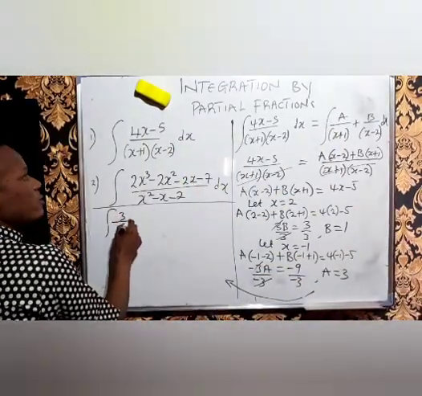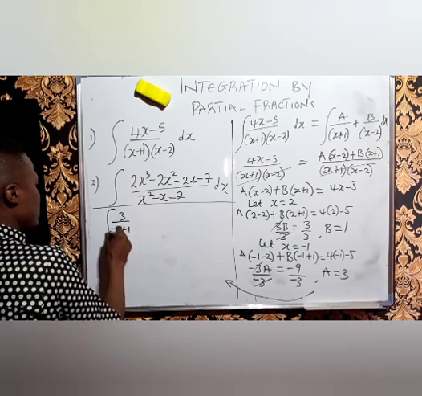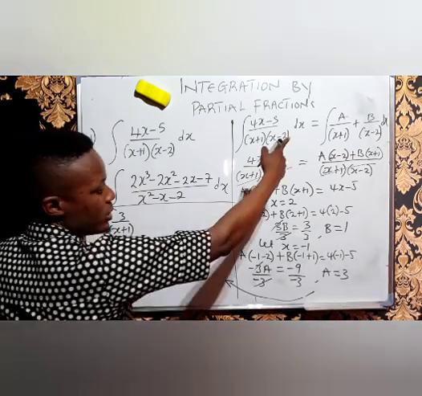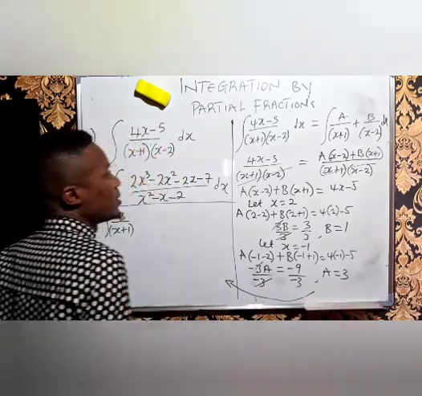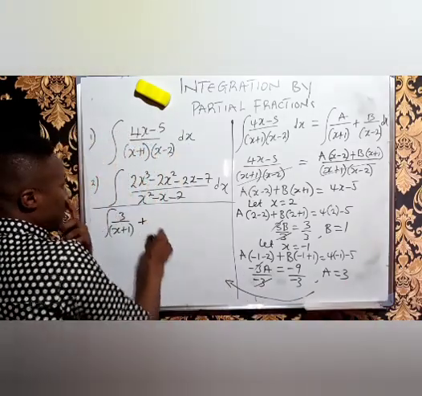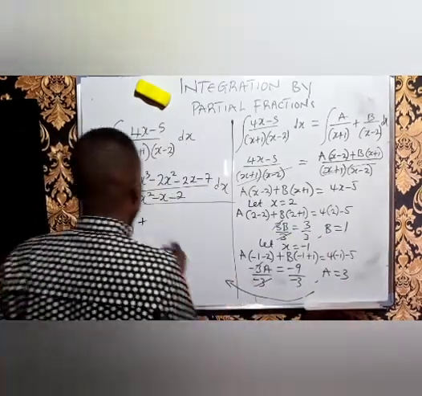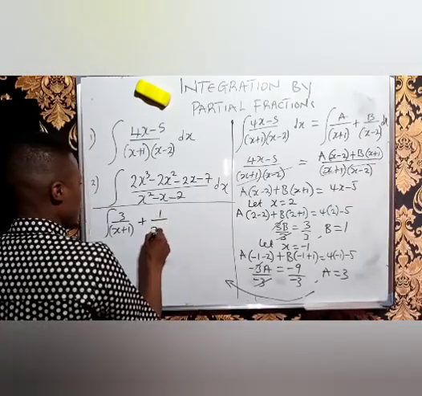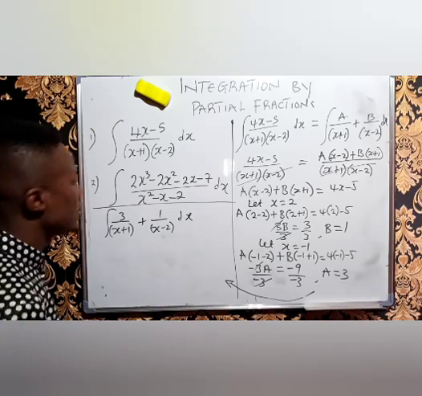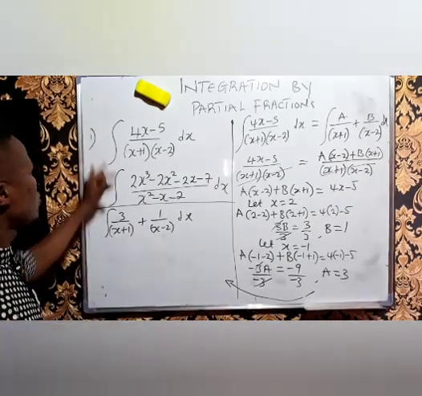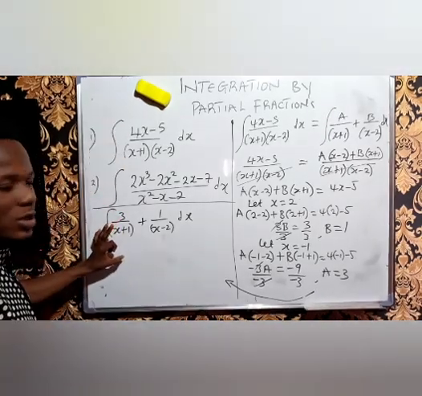So I have 3 over x plus 1. I'm replacing a with 3 because I got the value of a here as 3. Okay? Then plus b. My b is 1. So I have 1 over x minus 2 dx. This is now what I'm integrating this time around. So the whole function has been reduced to this level.